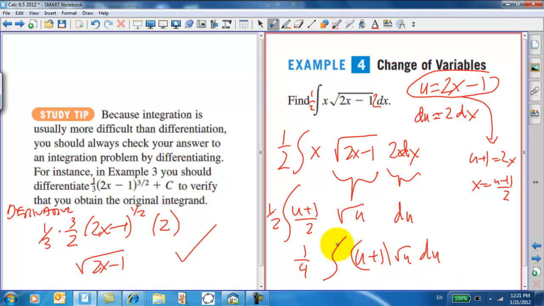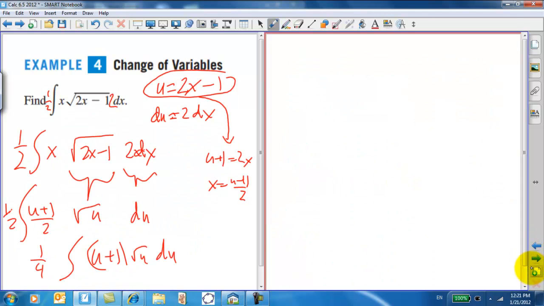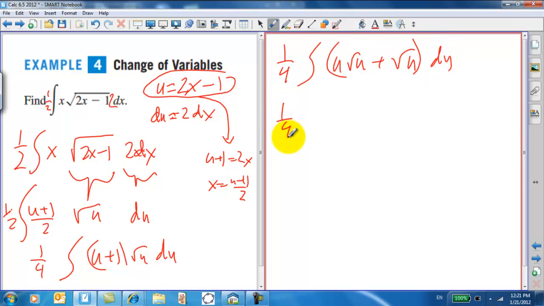Now remember, you can't distribute the antiderivative over multiplication. And there's no product rule for you either. So what we're left with then is distributing this and writing it as u square root of u plus square root of u du. And so this is 1/4 antiderivative of u to the first, u to the half, so this is u to the 3/2, and this is u to the half du.